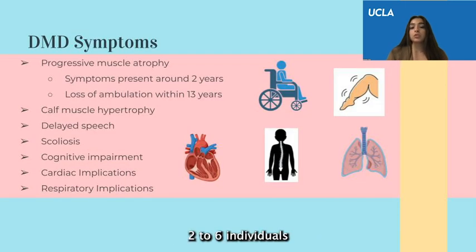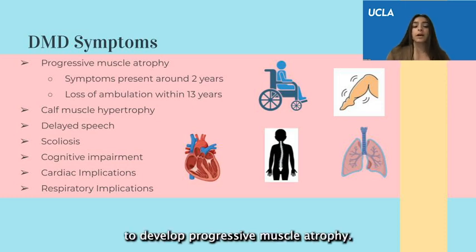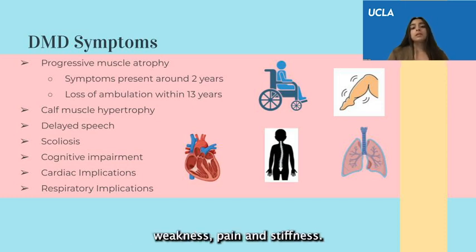Starting around the ages 2 to 6, individuals with DMD begin to develop progressive muscle atrophy. This leads to muscle weakness, pain, and stiffness. They can experience a loss of strength and flexibility in the hips, thighs, and pelvis. Children can typically present with calf muscle hypertrophy, which is the enlargement of the calf muscle, weakness, scoliosis, delayed or altered walking, delayed cognitive skills, etc.